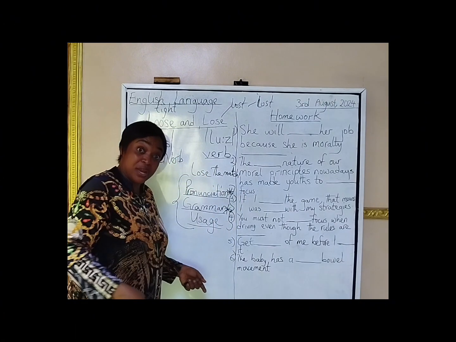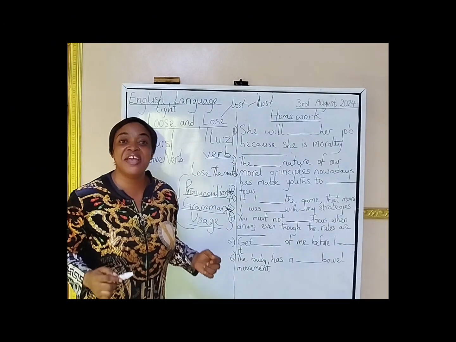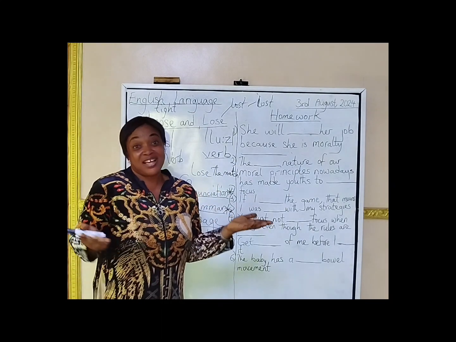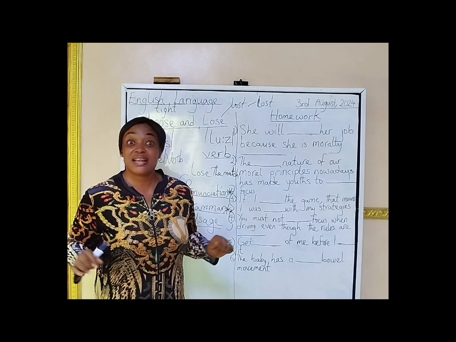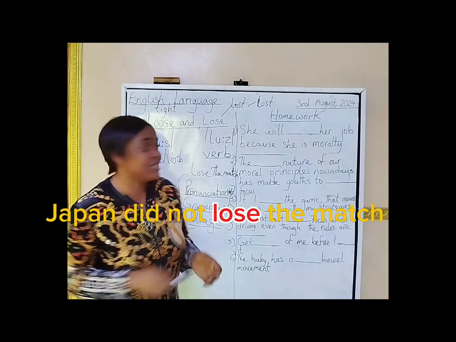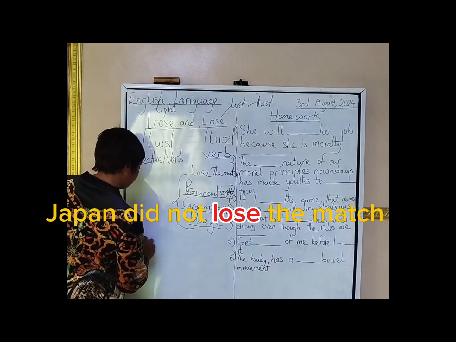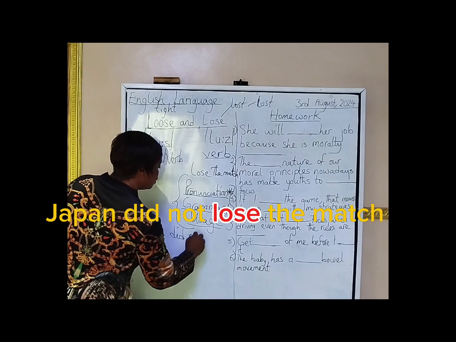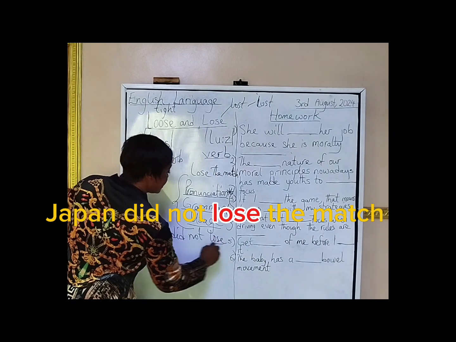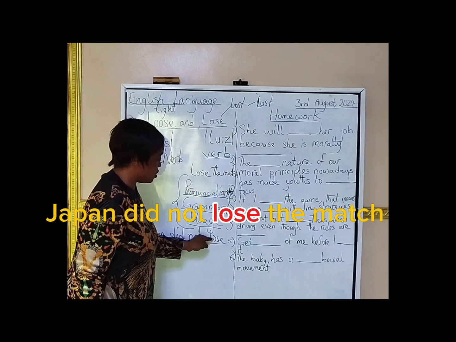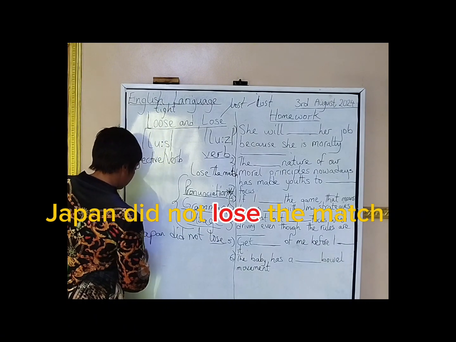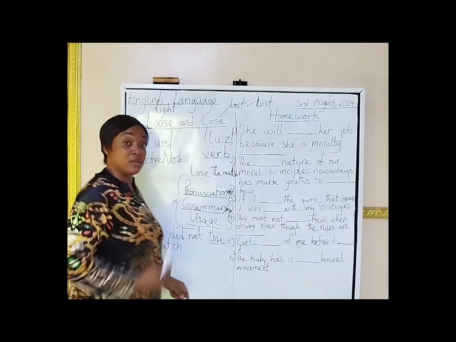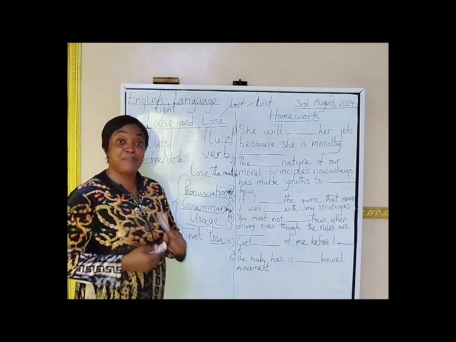Meaning, we want them to win. But finally, they failed. It's not my fault, actually. I have nothing to do about it. So we can say, Japan did not lose the match. That means that they won. Yes, that was what happened.